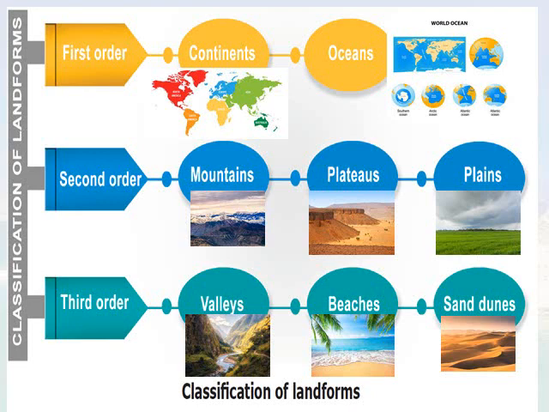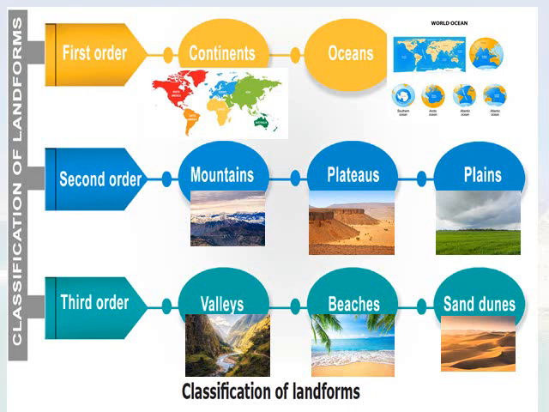Continents are huge land masses on the earth. The huge water bodies are called oceans. The 7 continents are Asia, Africa, North and South Americas, Antarctica, Europe and Australia. The oceans are Pacific, Atlantic, Indian, Southern and Arctic.